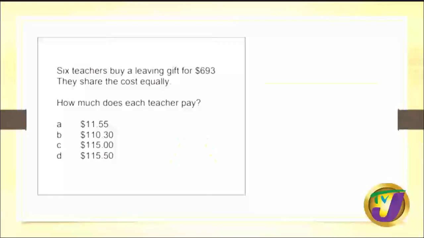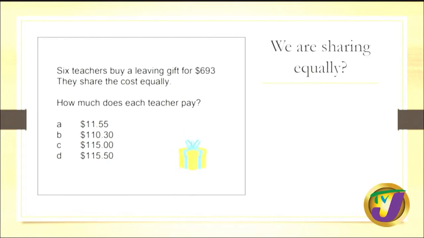Next question. 6 teachers buy a leaving gift for $693. They share the cost equally. How much does each teacher pay? So, let's see. We're sharing equally. What do we do when we're sharing? We divide. Perfect. So we're dividing $693 into 6 equal parts. And when we do that, our answer is $115.50. So that means each of the 6 teachers will pay $115.50.